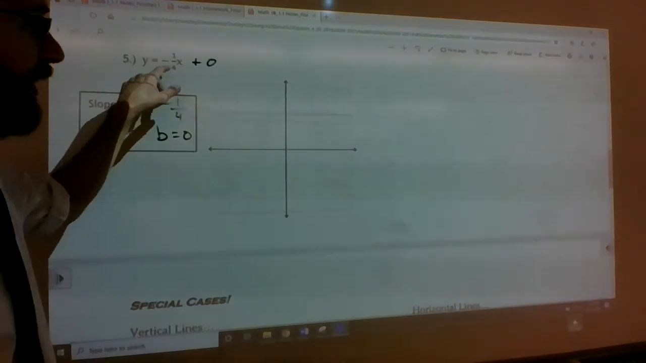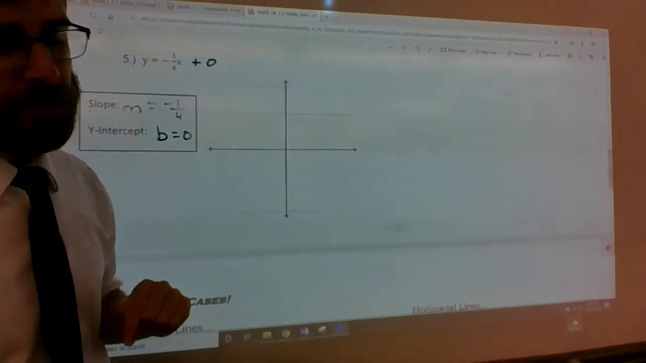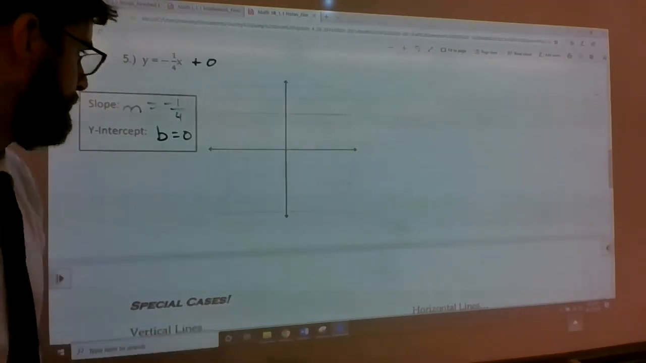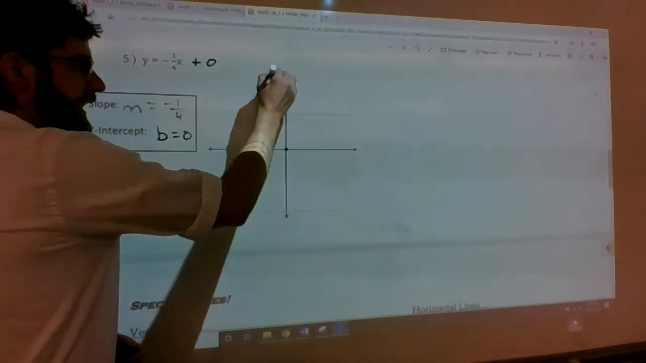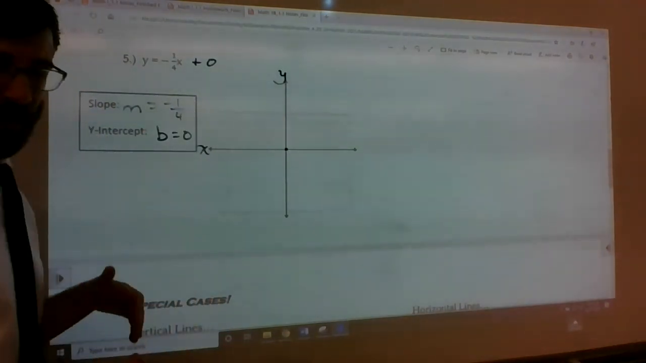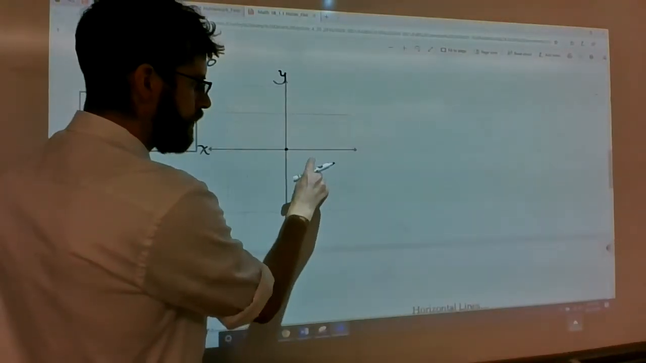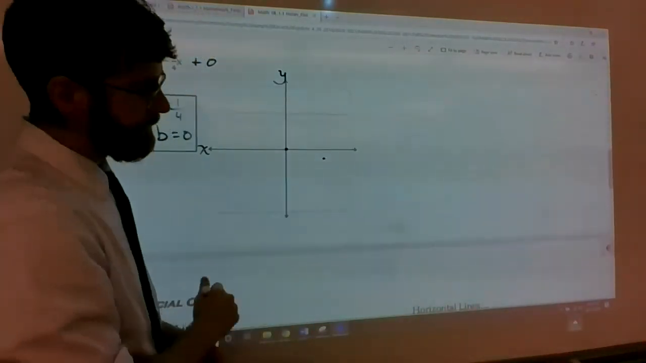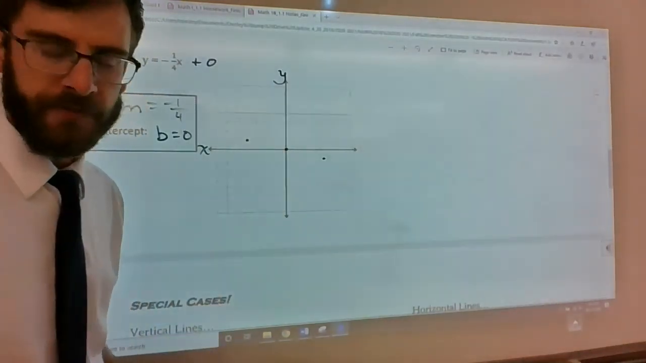And that's only if you have an mx term. As you'll see that we have some special cases that require a little different thinking there. So this means we start at the origin. This is my y-axis. This is my x-axis. That's where it crosses. I'm going to go down 1, right 4. Plot a point. Then go up 1, left 4. Plot a point there.